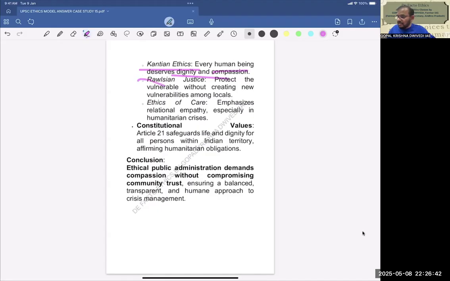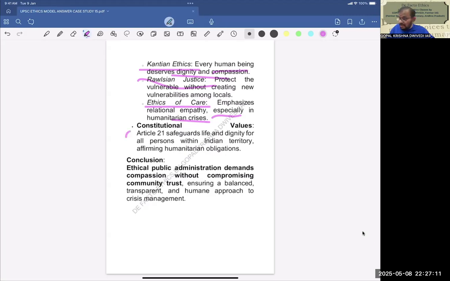Then the justice theory of John Rawls, Rawlsian justice. Protect the vulnerable without creating new vulnerabilities among locals. So this is John Rawls' theory of justice. Then ethics of care, which emphasizes relational empathy, especially in a humanitarian crisis. So this is again another ethical theory which supports the steps which you have taken.